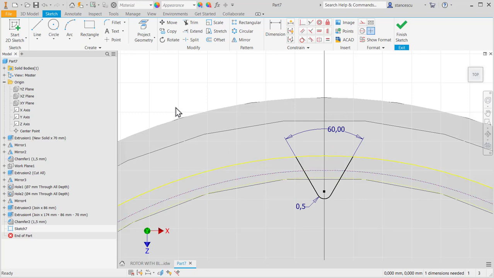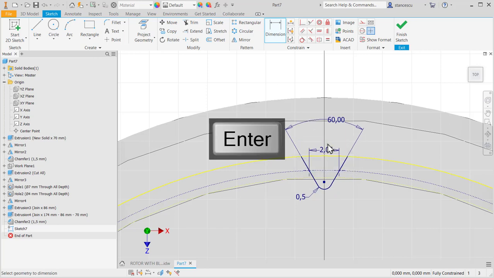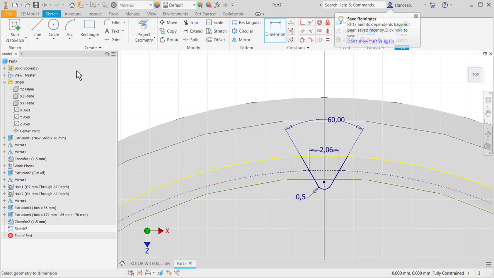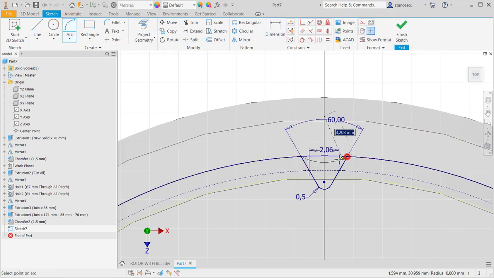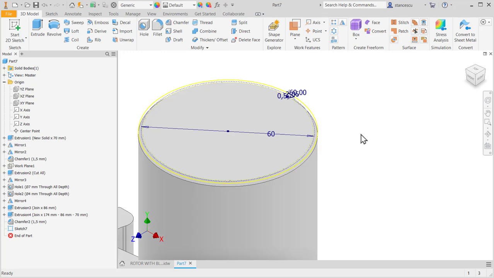Let's apply the pitch. First, I place 2 points, and then I constrain them to be on the pitch diameter or pitch circle to apply the dimension between these 2 points of 2.06, fully constrained. I draw this arc to have a closed area, even if it was not necessary.